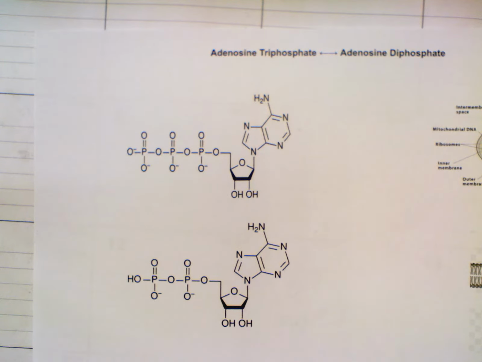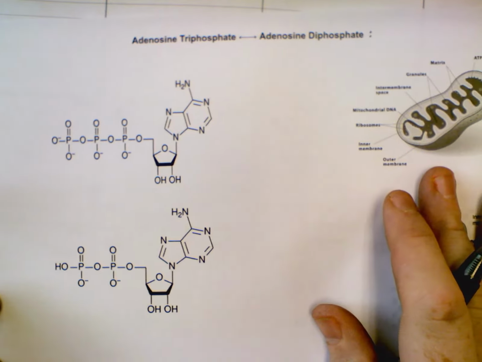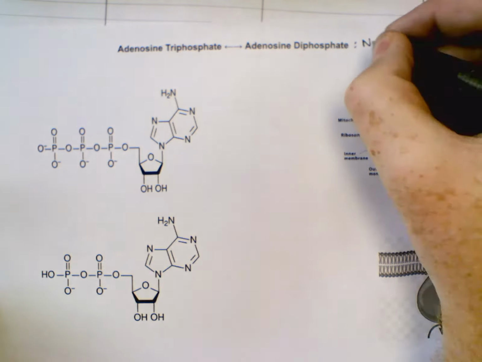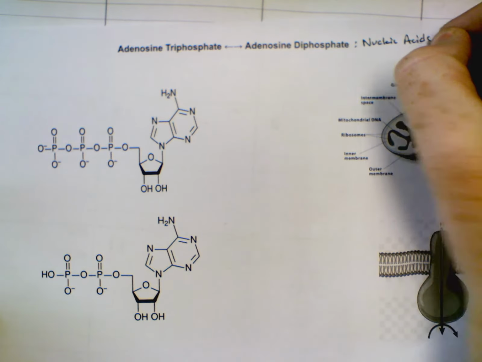All right, ATP. First of all, what is this thing? What is ATP? Is it a carbohydrate, or a lipid, or a nucleic acid, or a protein? What is it? It's not a protein. Carbohydrate. Not a carb. It is a nucleic acid, yeah. These are nucleic acids. Okay.